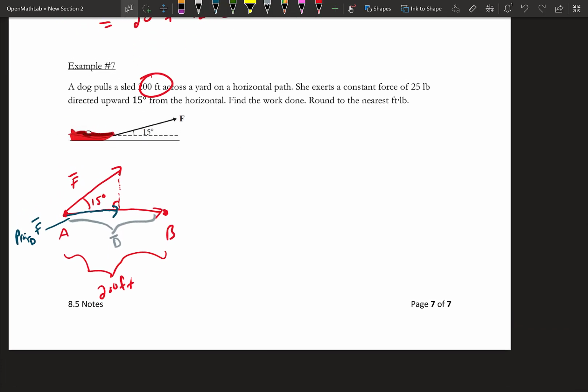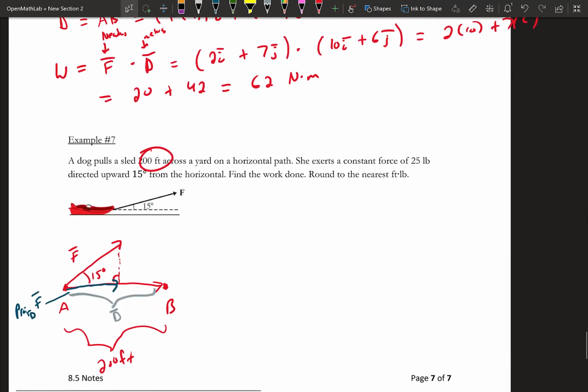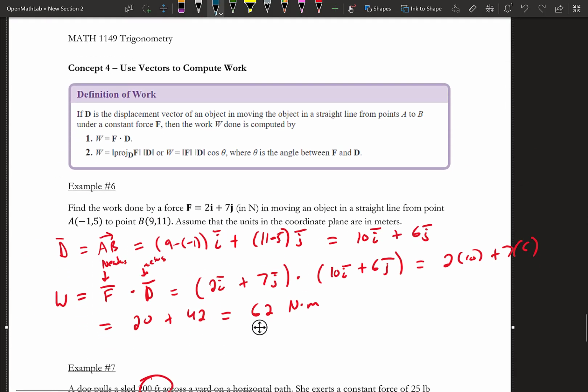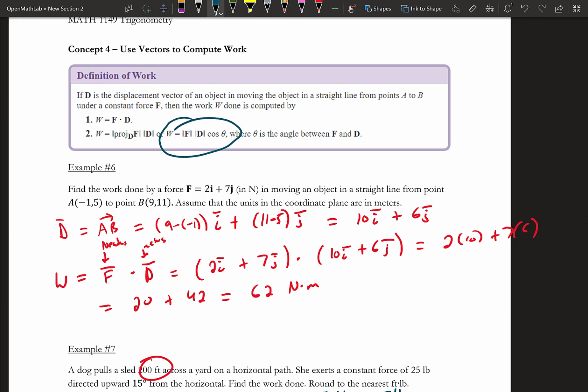Right, so there's just kind of a picture there. So if we use those equations for work, line item number 2, we would have that work is equal to the modulus of the projection of vector F onto D times the modulus of vector D. But that's the same thing as the modulus of F times the modulus of vector D times cosine of theta. So theta is 15 degrees, right? So that's an easier form for us to use, right? So just using this equation here.